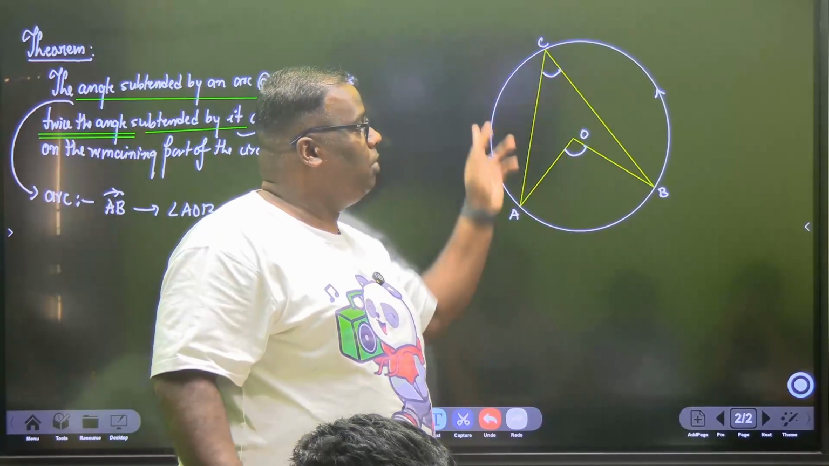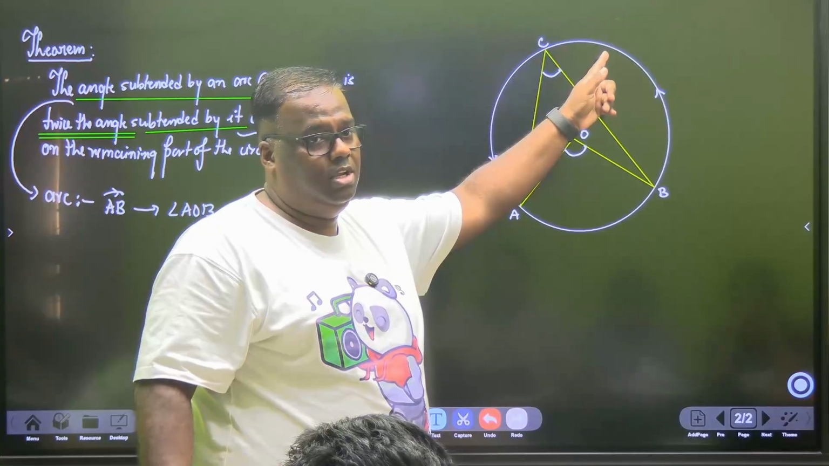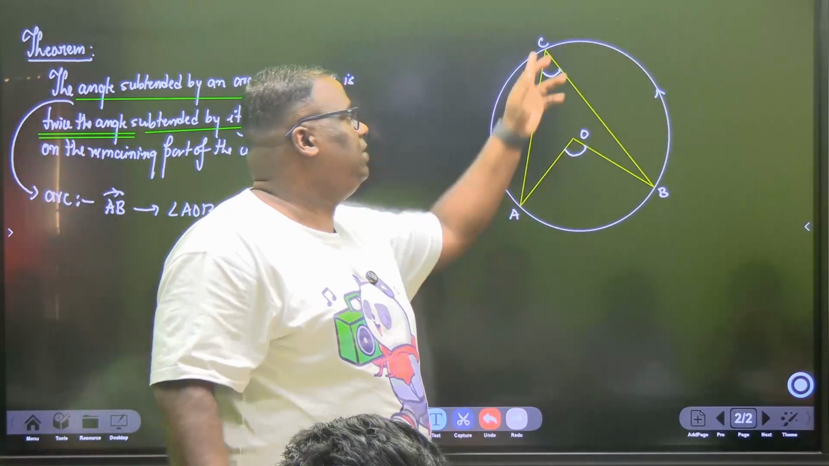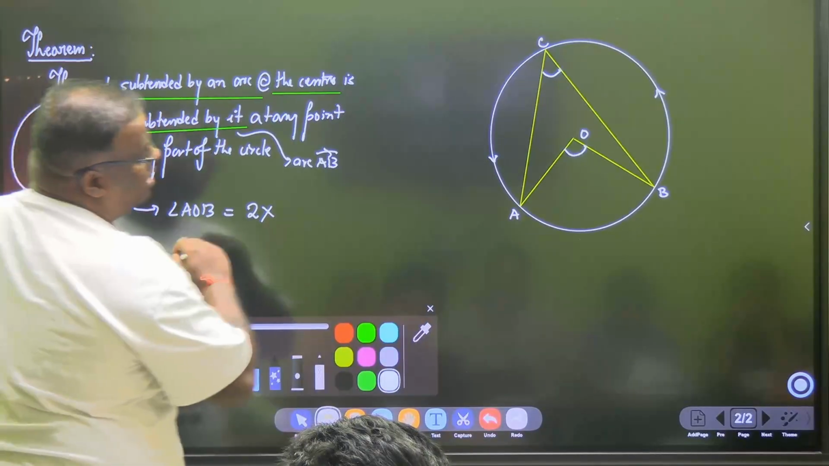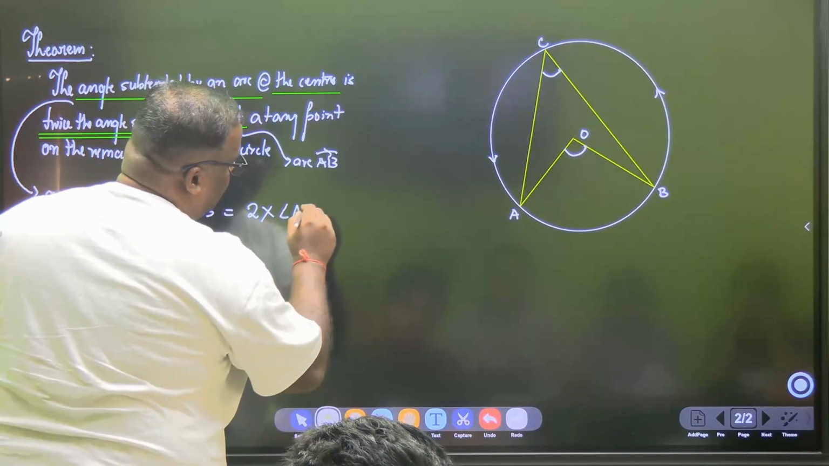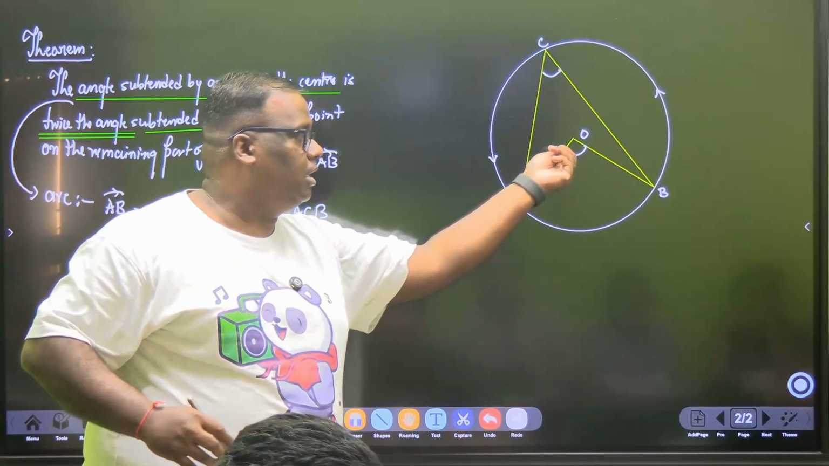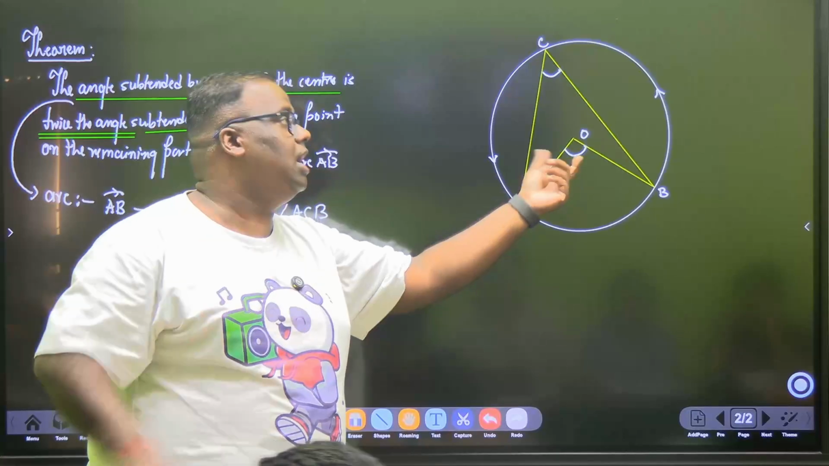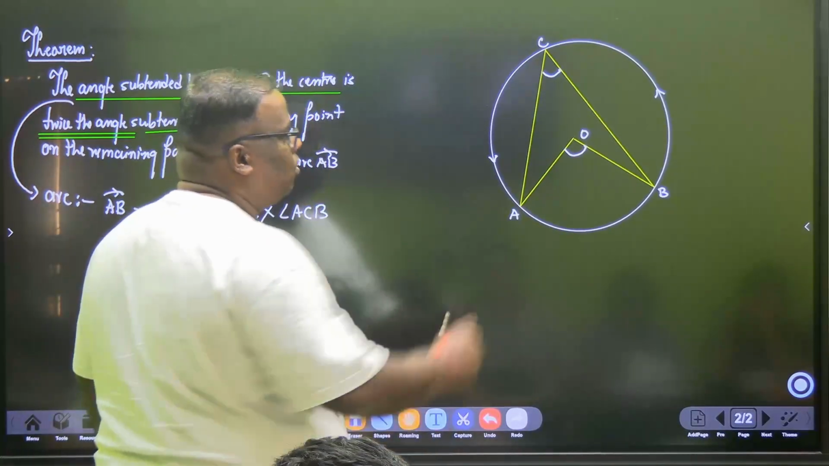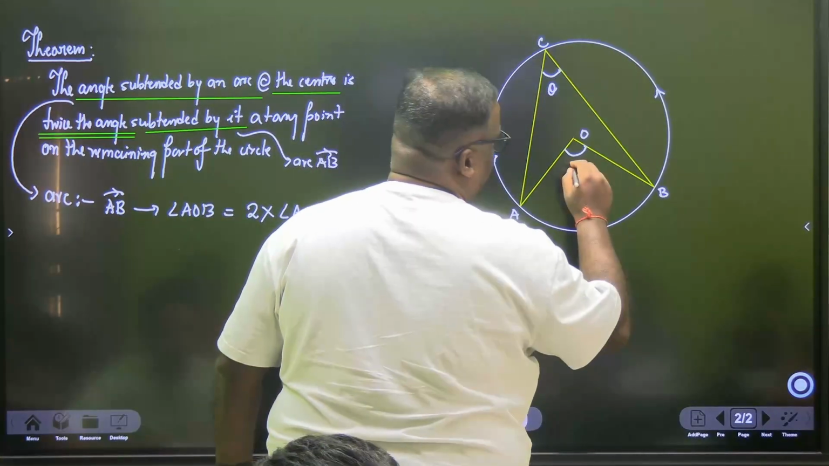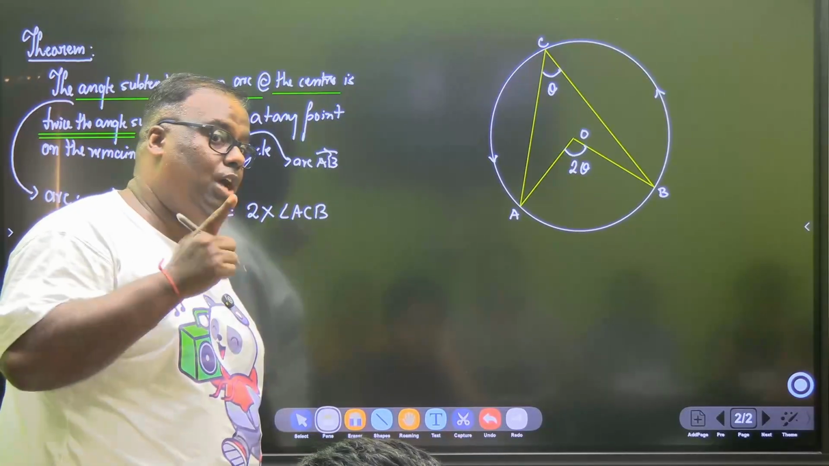This arc subtending an angle at the center means you join at the center. At any part on the remaining part of the circle means any point. That point could have been here also, or here also. So I have taken an arbitrary point C. That means this should be twice angle ACB. Have you understood? Angle subtended by an arc at the center is twice the angle subtended by the arc at any point. Wait, still don't copy. I'm saying if this is theta, this is 2 theta. That is not important. Important is how you interpret it.